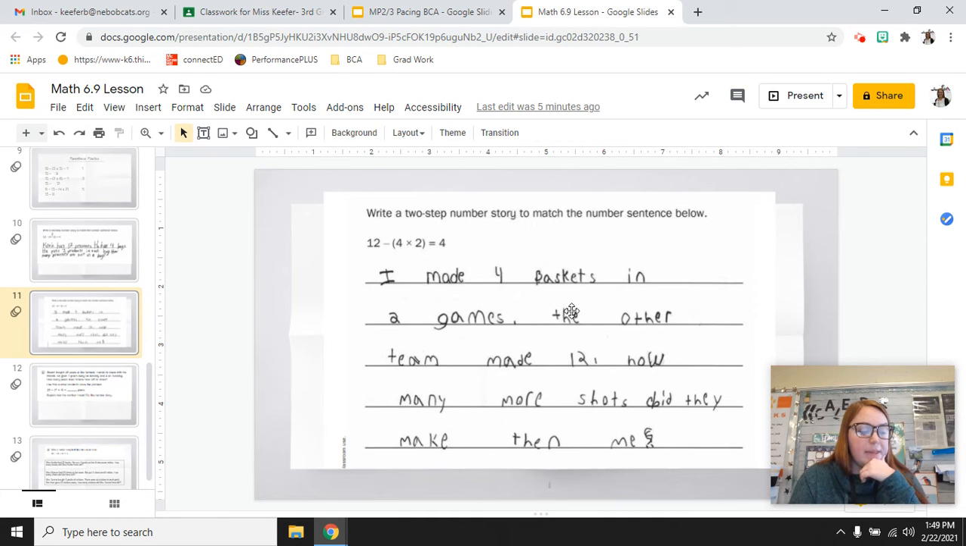And then the answer would be 4, and that would represent how many more baskets the other team made than the person who wrote this number story. So what I want you to do now is pause the video and check out your explanation. So go through and see, does yours fit what we talked about in these 2 examples?